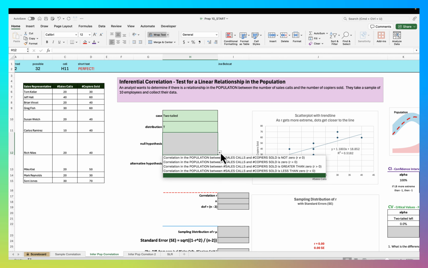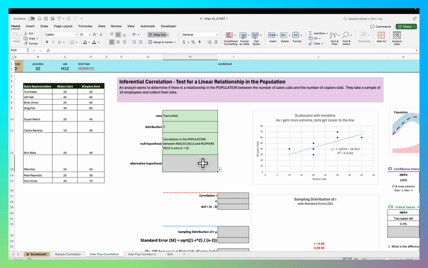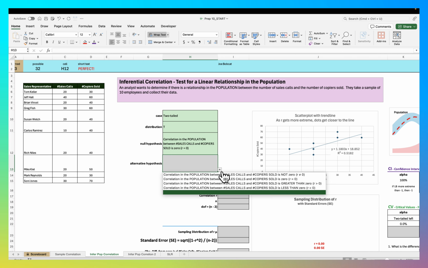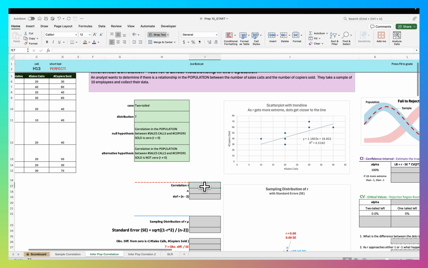The null hypothesis is that correlation in the population, remember, in the population, is 0. And the alternative is that it's not equal to 0. All right, the correlation is that CORREL function.